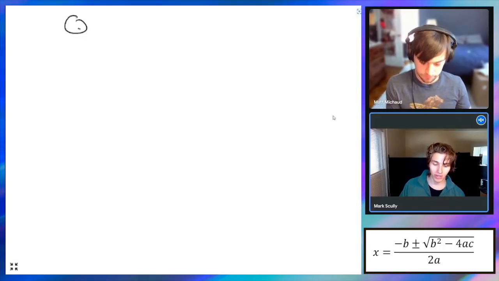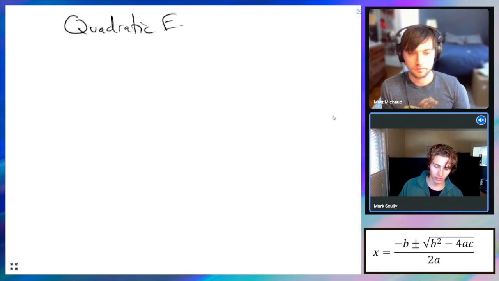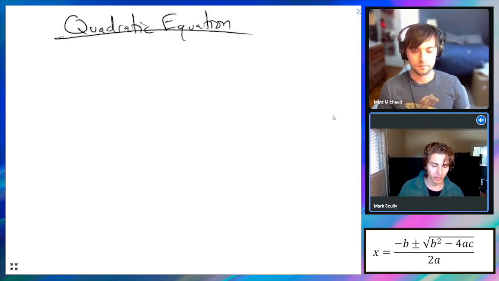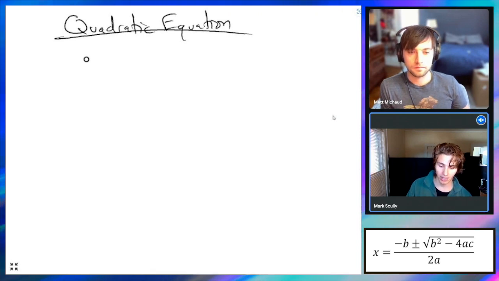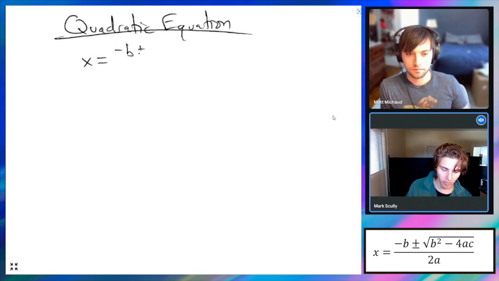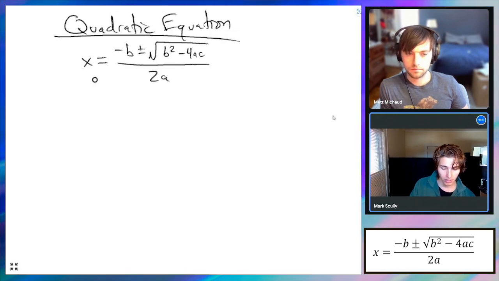Today we're going to be learning about the quadratic equation. The quadratic equation is probably seen by many of you before, and it can be a little bit intimidating. This is whenever we have x equals negative b plus or minus the square root of b squared minus 4ac over 2a. So, when do we use this?